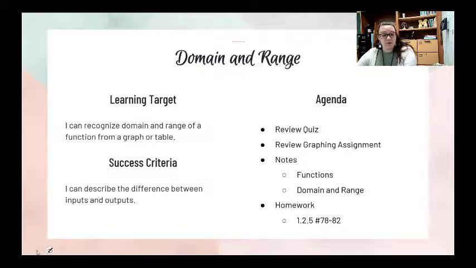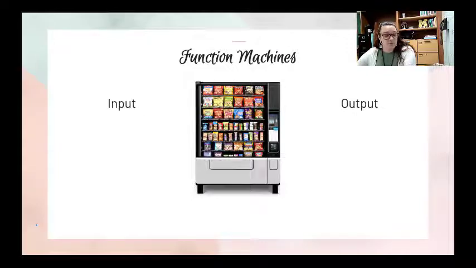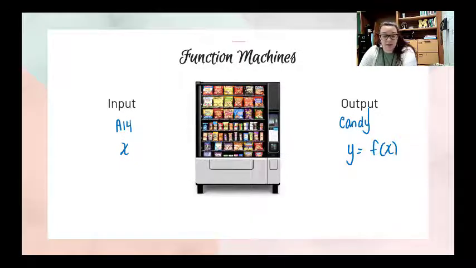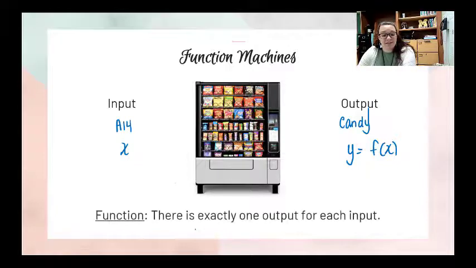So we've got this idea that we've kind of seen a couple times with the vending machine, and it's a good representation of inputs and outputs. For example, with a vending machine, you put in like a 14, for example, and you get out a candy, a specific candy that you chose. In a function, you put in an x and you get out a y, or you get out an f of x, depending on how you want to look at it. Either of these are okay for x's. Now with functions, there is this rule that says there's exactly one output for each input. We took notes on this definition of functions last week.